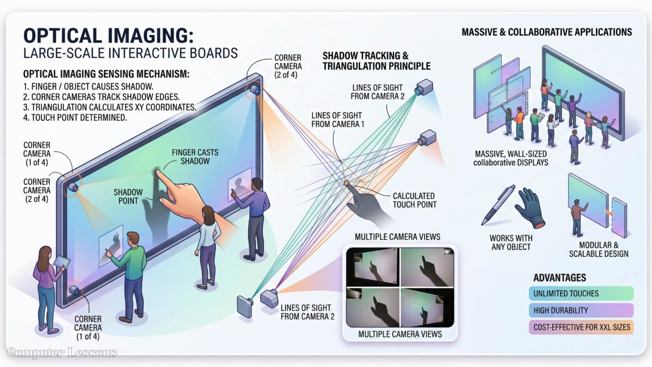Some high-end interactive boards use optical imaging, utilizing small cameras in the corners to track shadows. By calculating the triangulation of the shadow cast by your finger, the system determines the touch point. This works with any object and is popular for massive, wall-sized collaborative displays.